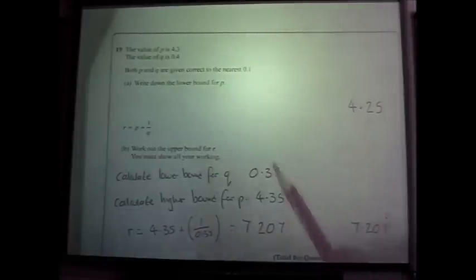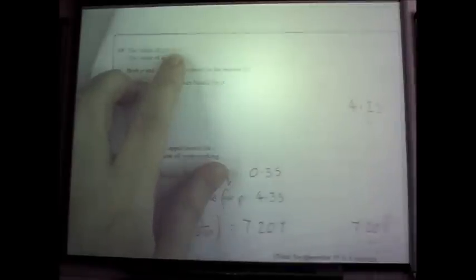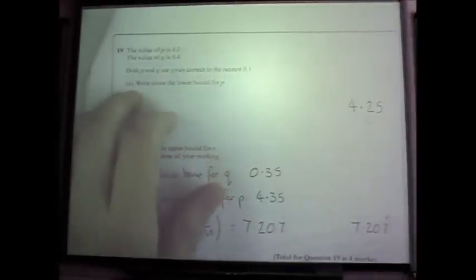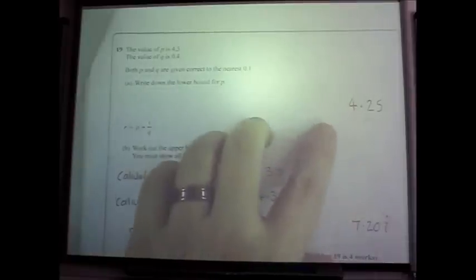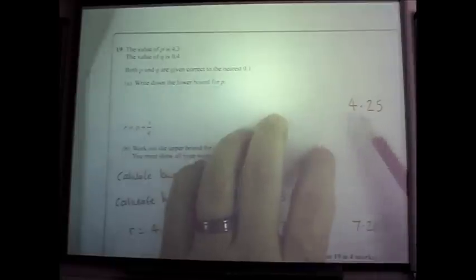That means what's the lowest this can go, but you round up to 4.3, and it will be 4.25, because obviously there's nothing lower than this that you would round up, because 4.24 you'd round down to 4.2, so it's 4.25.